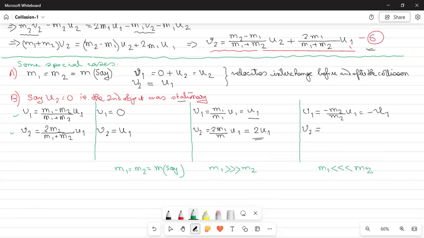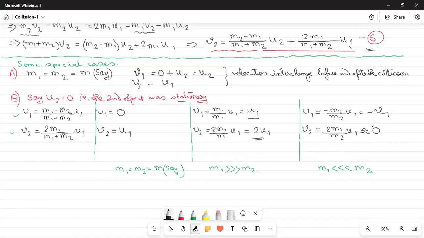If M1 is much less than M2, then this equation M1 is cancelled. It becomes minus M2 by M2. And what this equation becomes, M1 is cancelled. So here it is 2m1 by m2 into u1, and m1 is very much less than m2. So this is almost equal to 0.